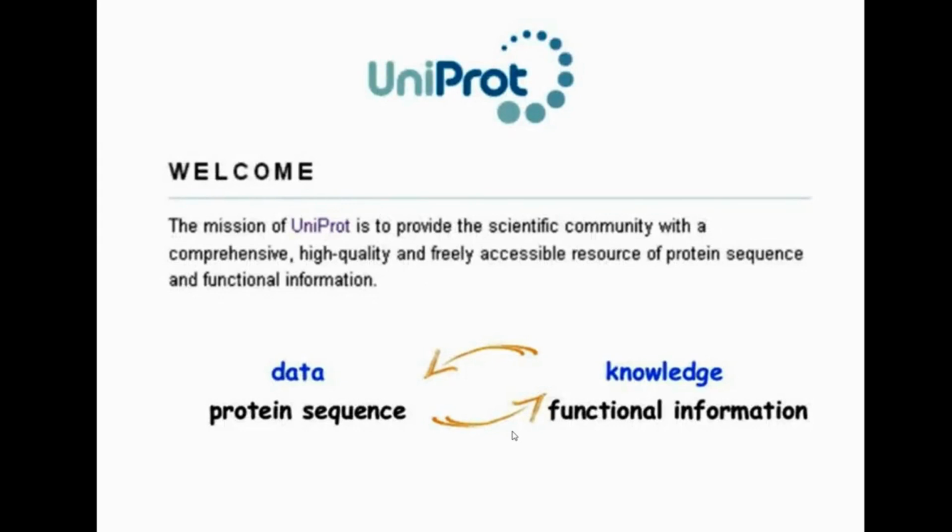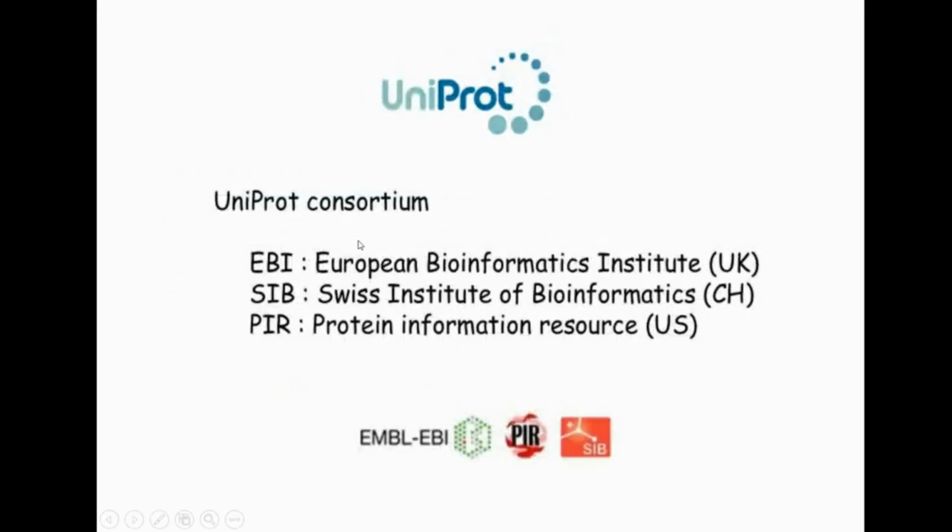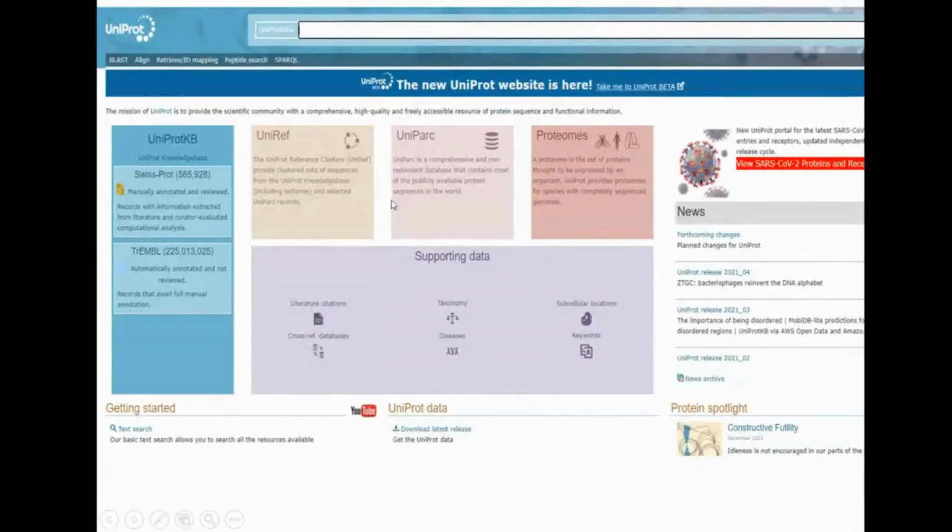The mission of UniProt is to provide the scientific community with a comprehensive, high quality, and freely accessible resource of protein sequences and functional information. The UniProt Consortium: UniProt is a collaboration between EBI, that is the European Bioinformatics Institute, the Swiss Institute of Bioinformatics, SIB, and the Protein Information Resource, PIR. These three together form the UniProt Consortium. This is the home page of UniProt.